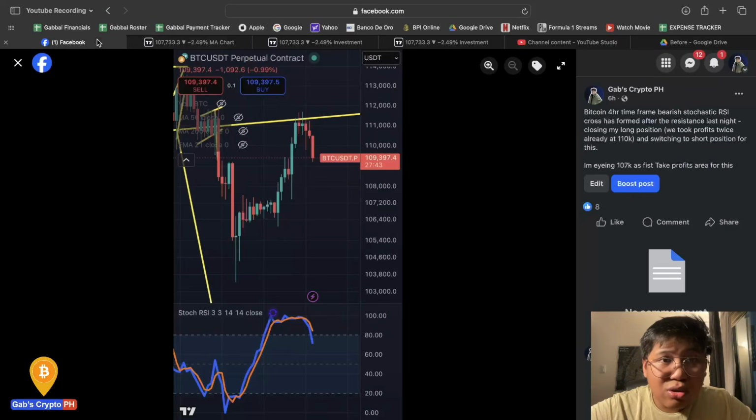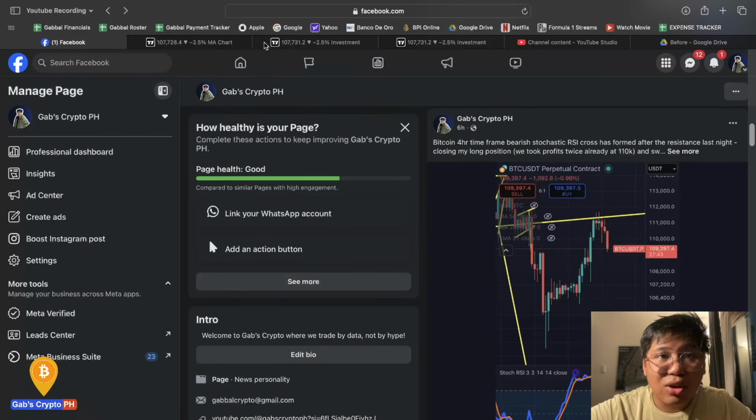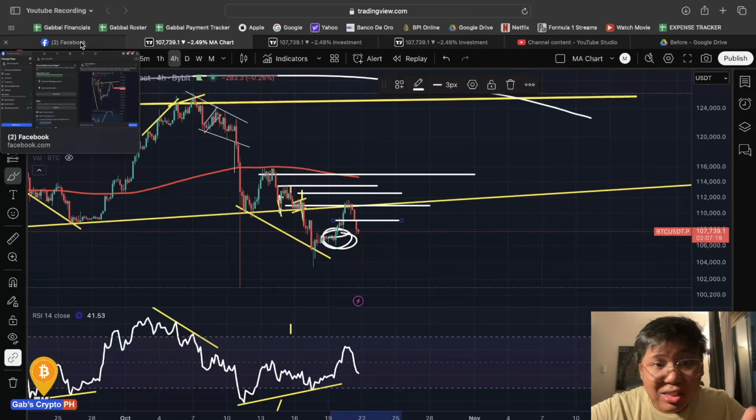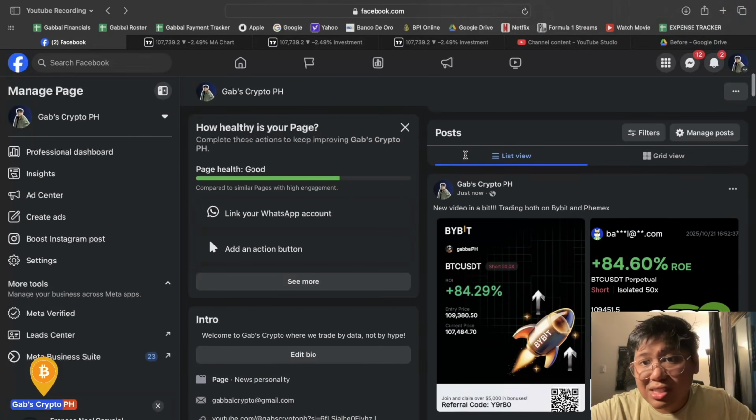What I told you guys on my Facebook page is I am going to open a short position, and we are currently eyeing 107,000 US dollars as our first target point. And take a look at that, guys. We have now entered the 107,000 territory, so that has played out exactly as we predicted. And of course, we are definitely in profits from this trade.